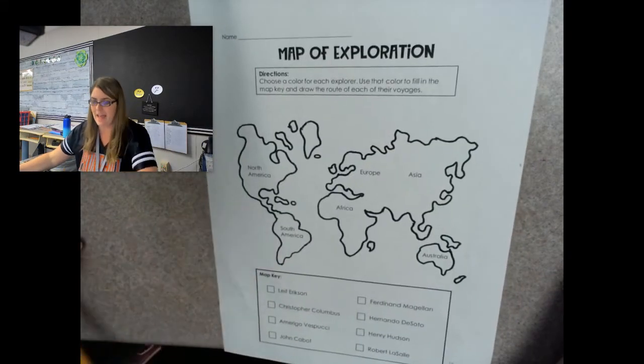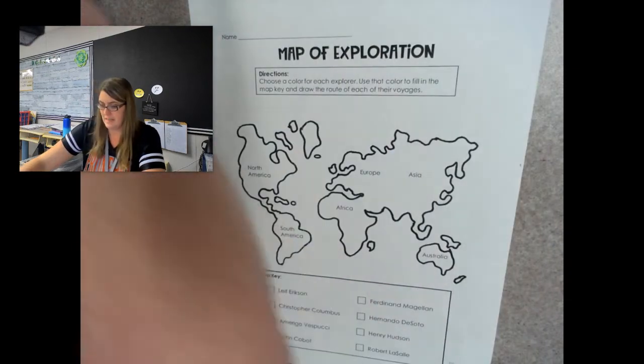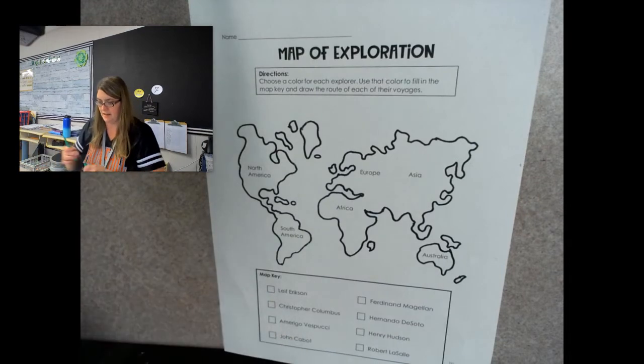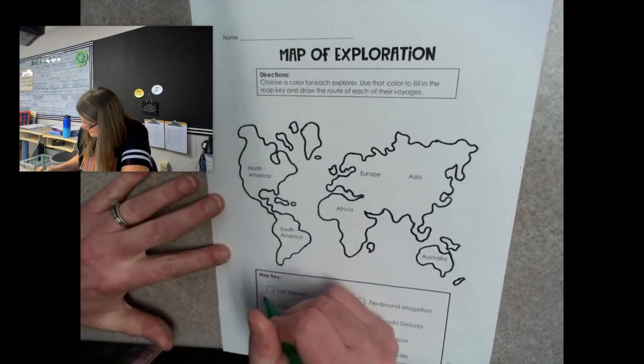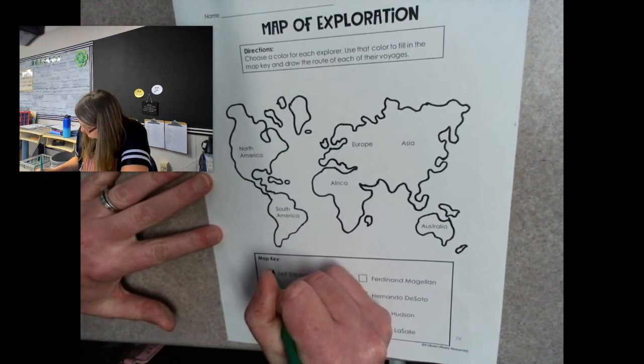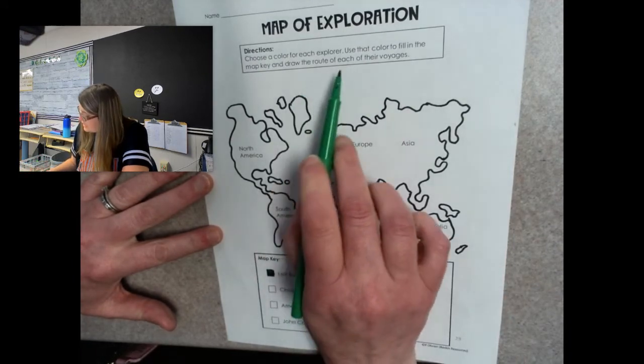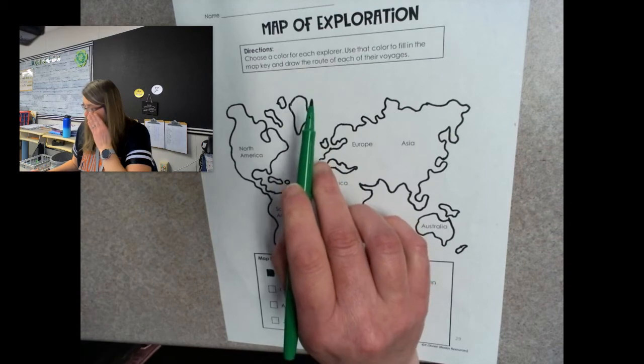Okay, so here's your map. And you need one colored pencil. We want to use a different color for each of our explorers so we can kind of see their routes a little clearer. All right, I'm going to use green for Leif Erikson. And so I'm going to color in the key green. Choose a color, use that color to fill the map key and draw the route.